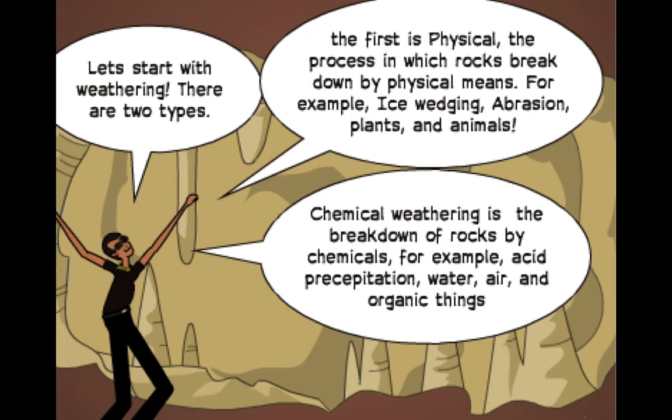We have physical or mechanical weathering, and this is when rocks are broken down by physical means. Some examples of that are ice wedging, abrasion, like wind abrasion, plants, animals. The second type of weathering is chemical weathering, and this is when the chemical makeup of the mineral in the rock has changed. Some agents of that are things like acid rain, water, air, organic things.